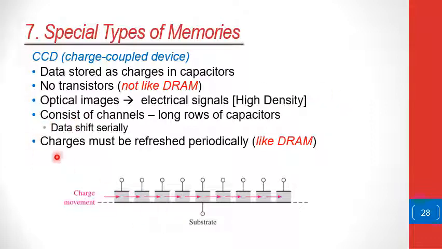So the CCD memory consists of channels of long rows of capacitors, such as the one shown here. The way the data is stored is that the charge moves serially from one capacitor to the next, and the capacitors need to be refreshed periodically, much like the DRAM.